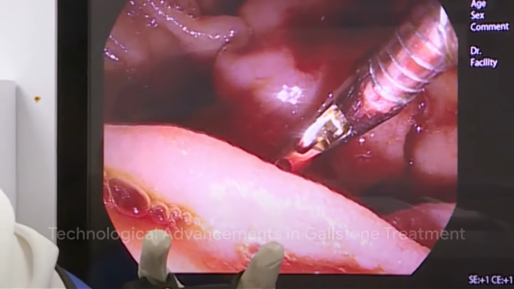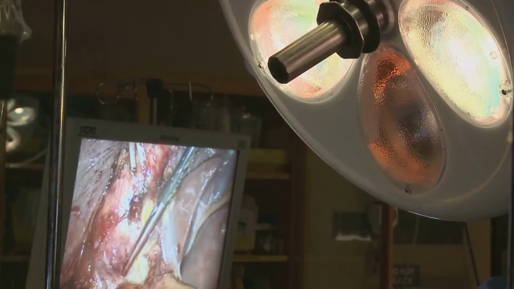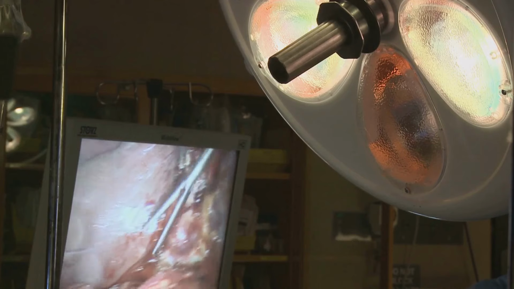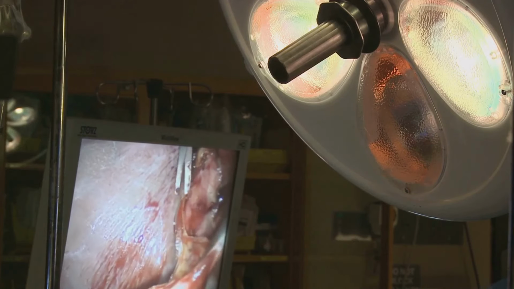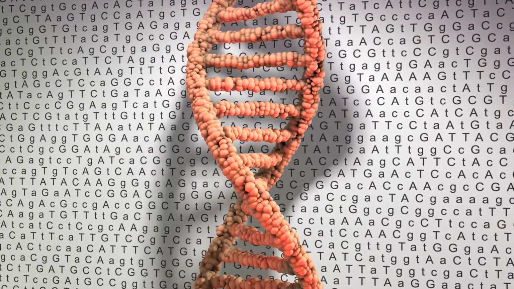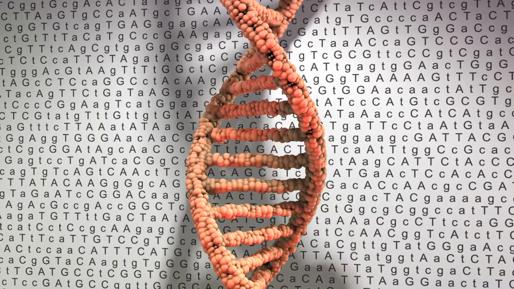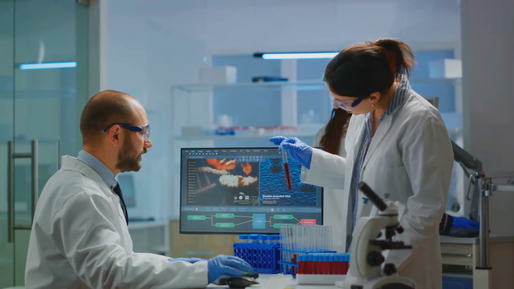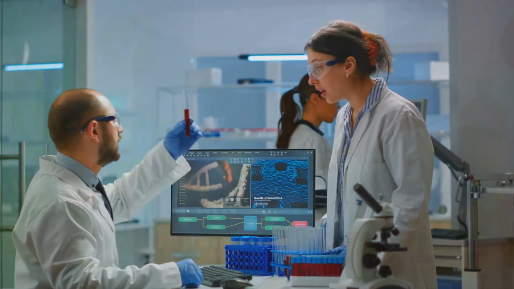And it doesn't stop there. Technological advancements are revolutionizing how we treat gallstones. According to Annals of Surgery, robotic-assisted cholecystectomies are making surgeries safer and reducing hospital stays. With gallstone research pushing towards personalized treatment approaches, a study in Hepatology highlights the role of genetics. It turns out your DNA can influence your risk of developing gallstones.